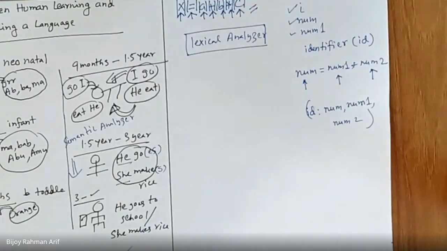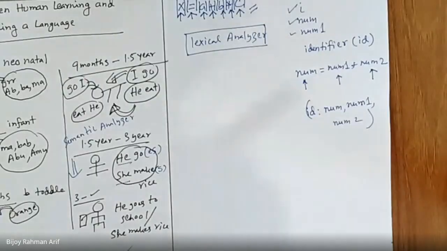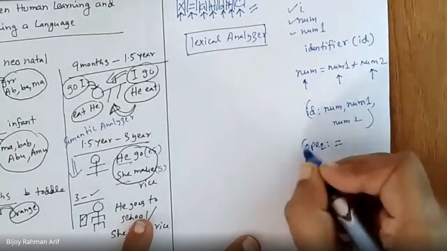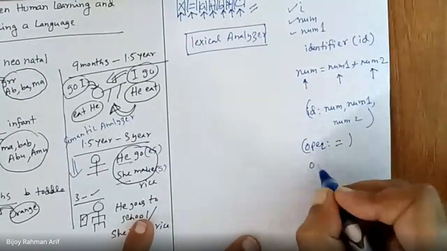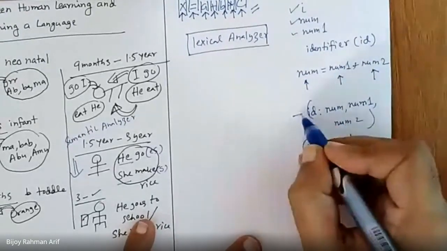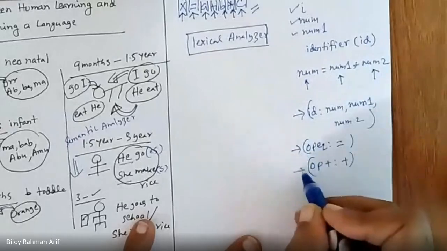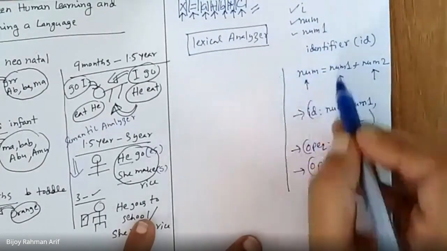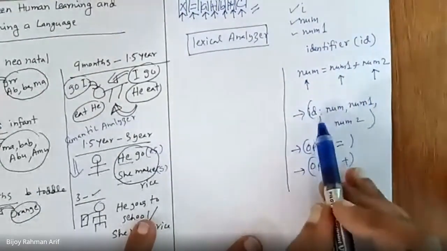Is it clear to you? Okay sir. Then what else do we have? Operators. We have operator equal. What else do we have? Operator plus. So it tokenizes. If you take this line, after the tokenizer it will create tokens.